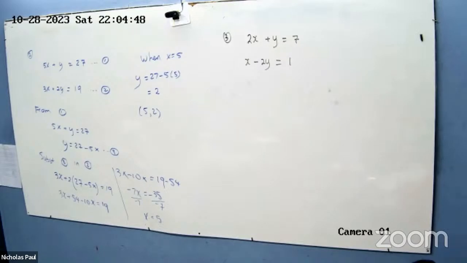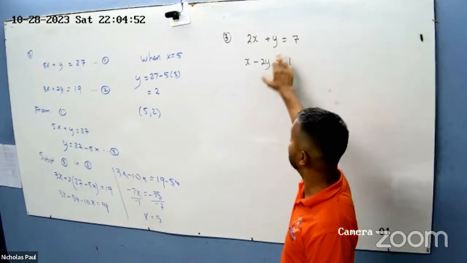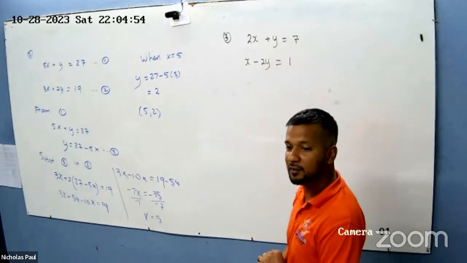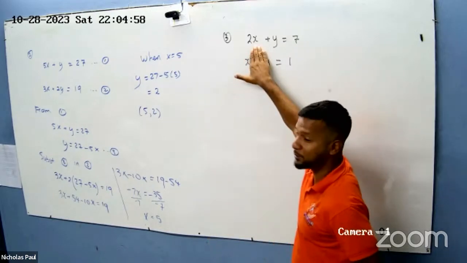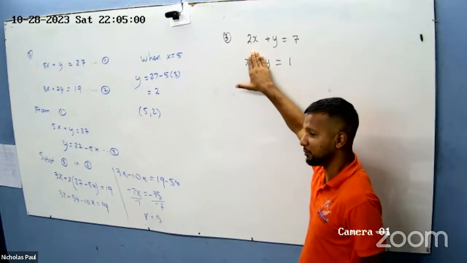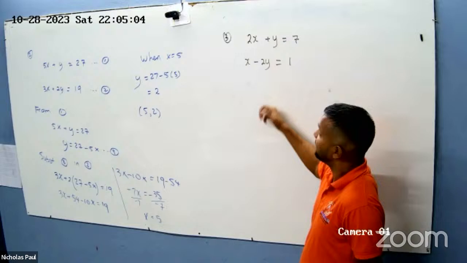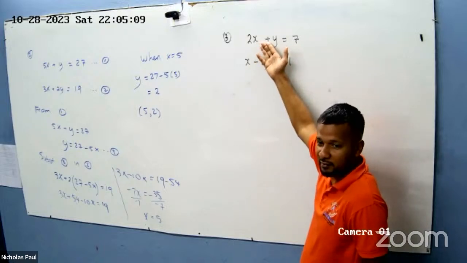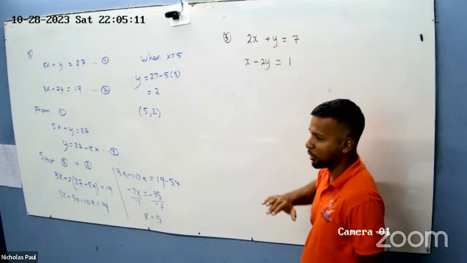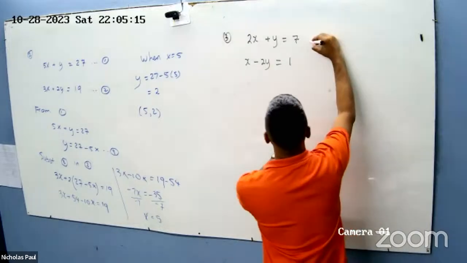Anybody who's feeling adventurous, here's what you can do. Make x the subject here and put it in there. If you're even more adventurous, make x the subject here and move it as a fraction. It's up to you. You can make y the subject, or you can make x the subject. It's totally up to you.